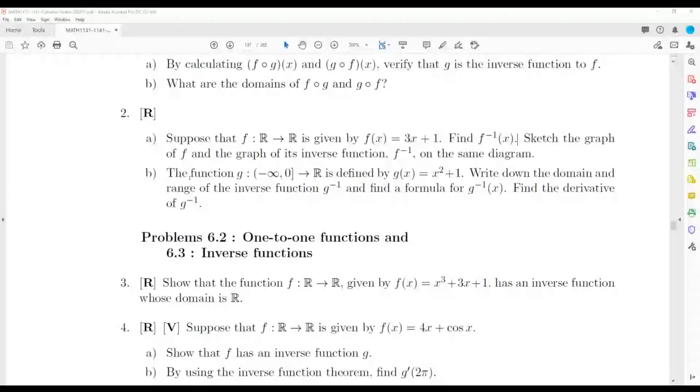Yep, so that's enough for that question. Let's do part B. So part B, if I can share that with you again on my PDF. So you can draw those by hand on the same diagram. I'm not going to do that, but it's up to you. Okay, so part B, the function g is defined by x squared plus 1, but x is less than or equal to 0. Okay, write down the domain and the range of the inverse function and find a formula for it, and then compute the derivative.